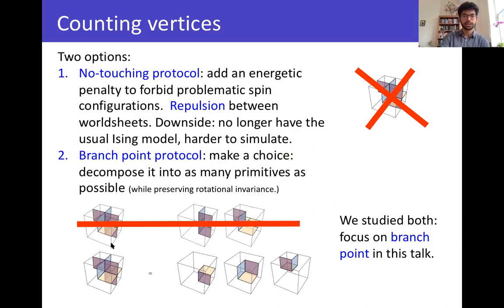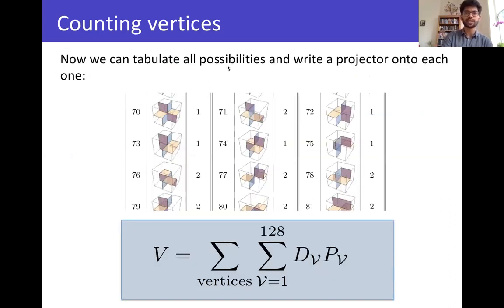So once you make this choice, now what you can do is go through all 128 possibilities, and for each of them, figure out how many primitives to break it apart into. You can make a table of all of them. This is Appendix D of our paper, I think. For example, configuration number 73 is primitive already. Configuration 76 can be split apart into two, so it has vertex number two, and so on and so forth.